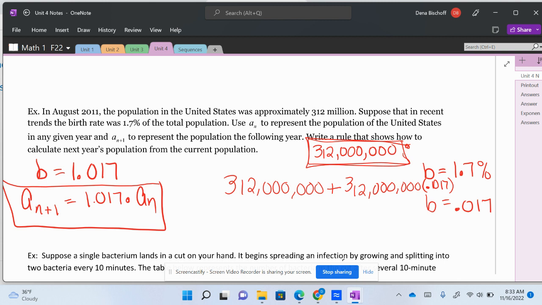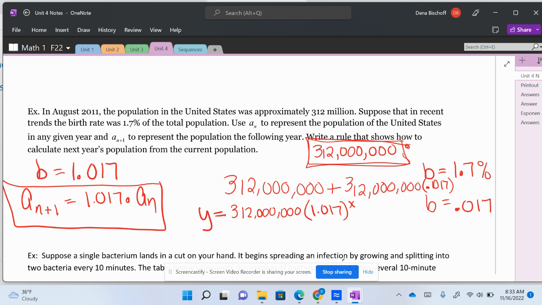If I were to write this as an exponential equation, y equals my beginning value, 312 million, times my multiplier, 1.017 to the power of x. These are both the same. They work both the same way. Okay? Does that make sense?